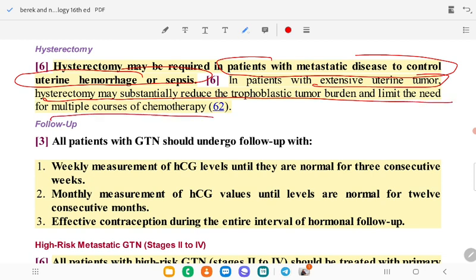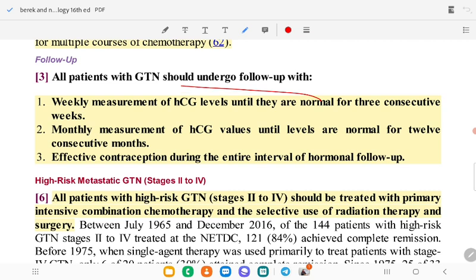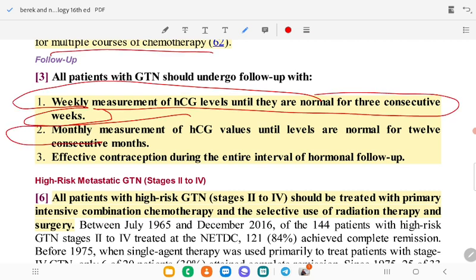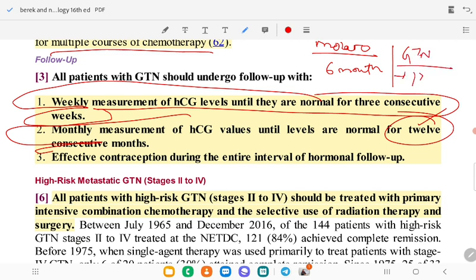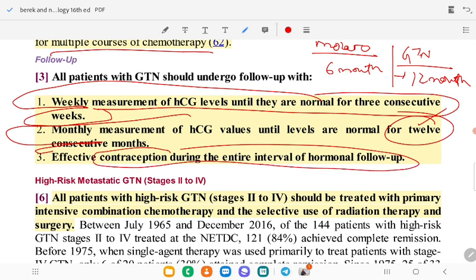All patients with GTN undergo follow-up with weekly measurement of beta hCG until 3 consecutive negative values, then monthly measurement for 12 months. Remember, for molar pregnancy, follow-up is for 6 months; for GTN, it is for 12 months. Effective contraception is required during the follow-up interval.